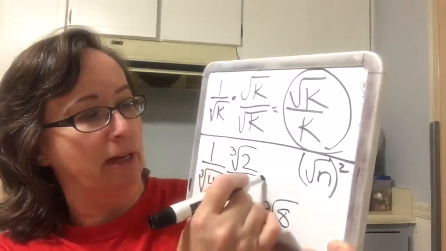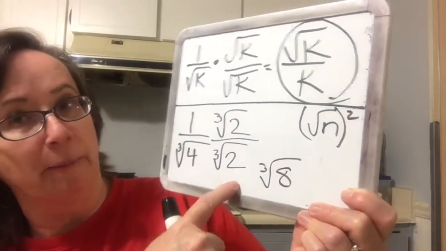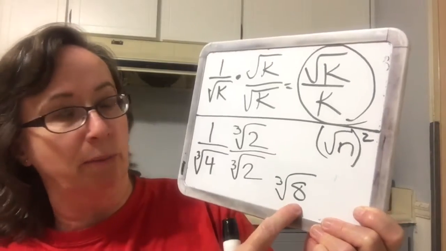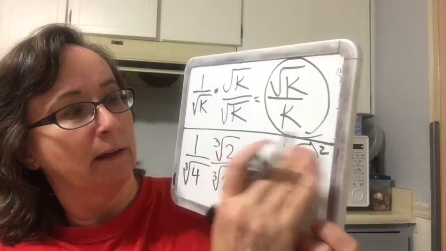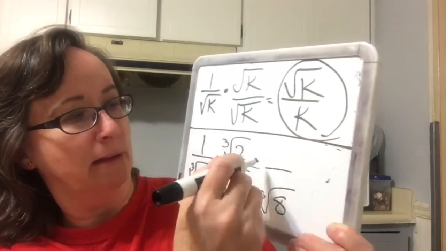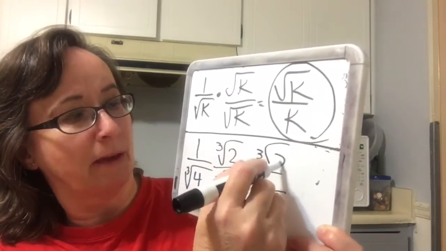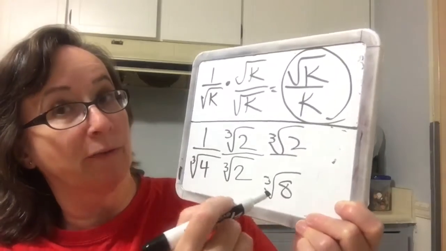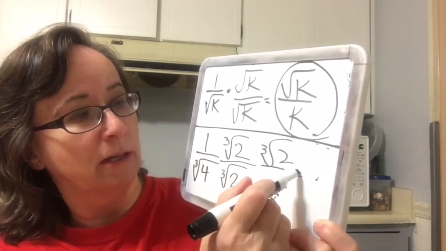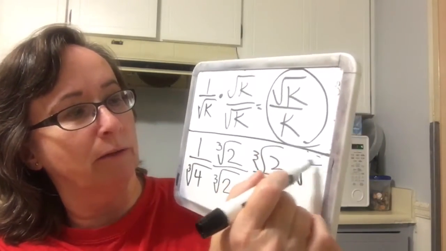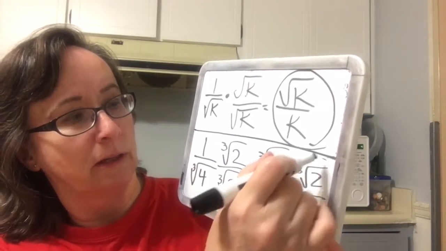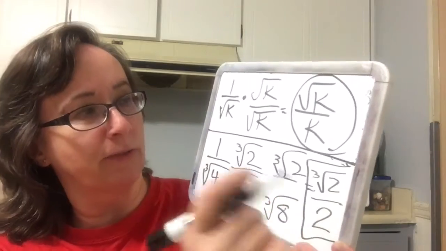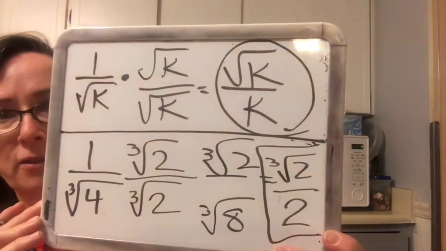So we're not changing anything. But notice what my denominator goes to, the cubic root of 8. And the numerator is going to now be cubic root of 2. And the cubic root of 8 is 2. So we wind up with the cubic root of 2 all over 2. That should be the correct answer for that one. So there's that board.